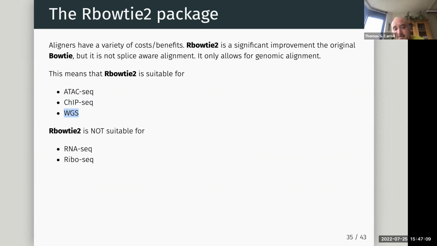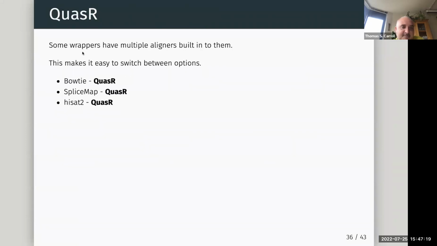Bowtie 2 you can't use for RNA-seq or riboseq, right? It's a splice unaware aligner. So we can use it for lots of our things, but not really RNA-seq or riboseq.